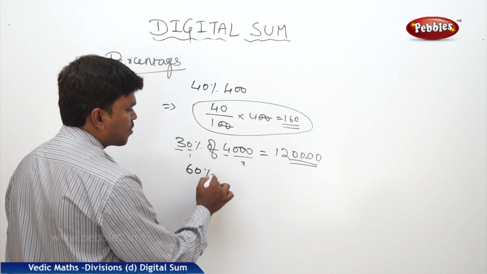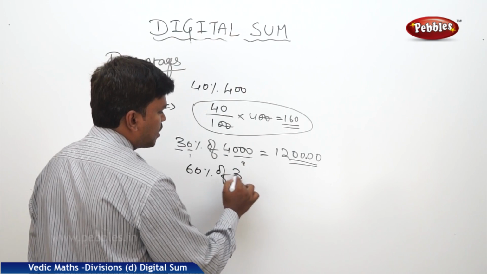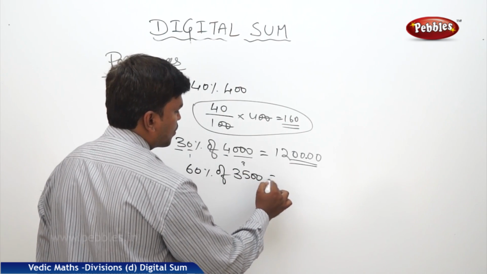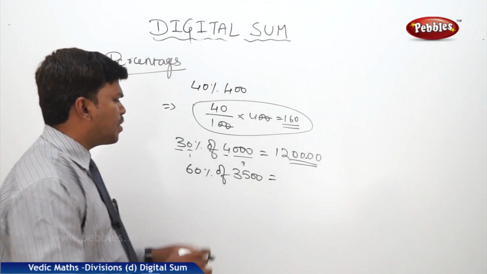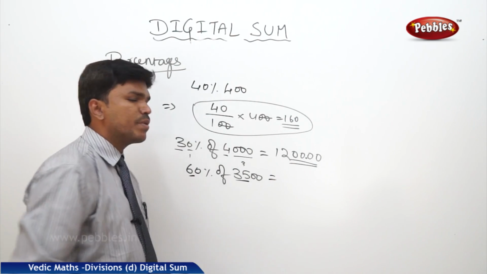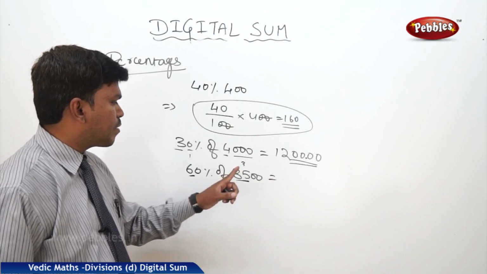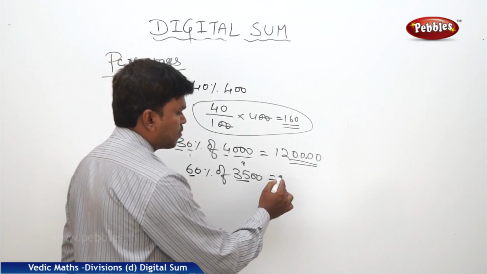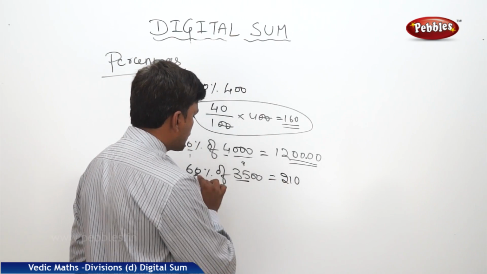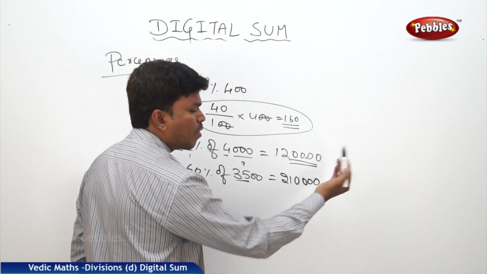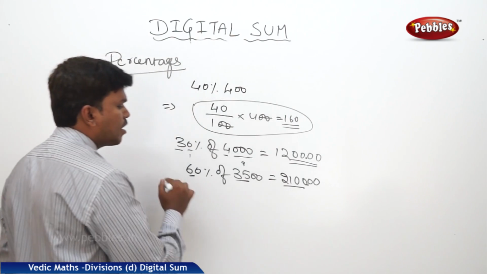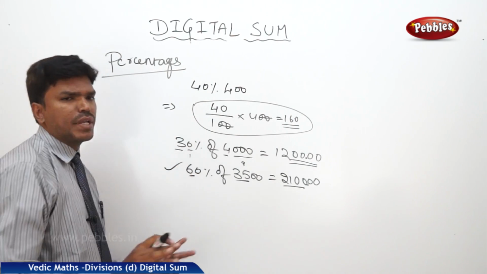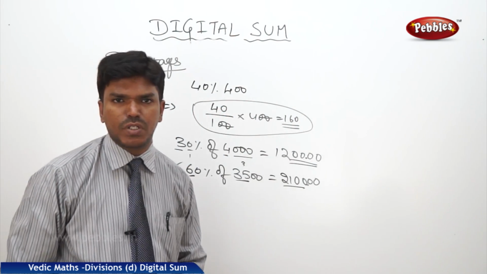say 60% of say 35,000 I need. Sorry, 3,500. So 60% of 3,500. How will you calculate? You simply do one thing. 35 6 times. How much 35 6 times? 180 plus 30, 210. How many zeros? 3 zeros. So put a decimal point after 2 digits from right. That is 2,100 will be my answer. Simply, no need of using this much big formula.